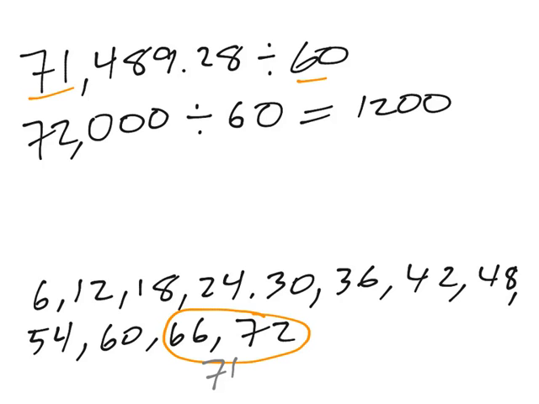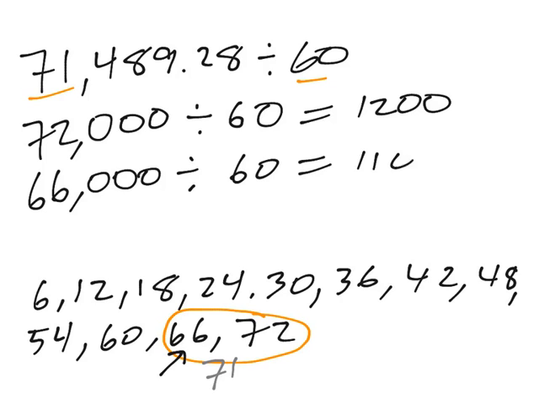So I like that. Not as accurate, but still acceptable in my class anyway, is if you chose the other one, though not as close, it's still a nearby multiple. And in this case, you get 1,100.